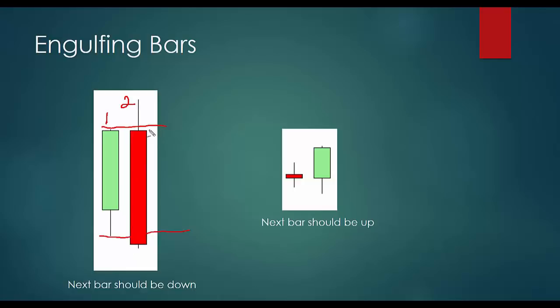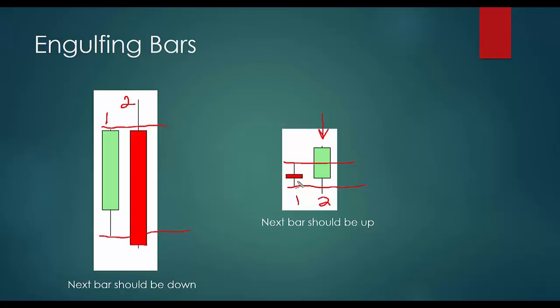Now in this case, I know that the next bar should be a down bar because it closed on the low. And notice also, this is sort of like a two-bar reversal, but this bar will always close at the extreme, and you'll have both a high extreme and a low extreme. Now, in this case, we have bar one and bar two. The next bar should be up. If we draw the high and we draw the low, you can see that this bar exceeds both the high and the low of the previous bar.